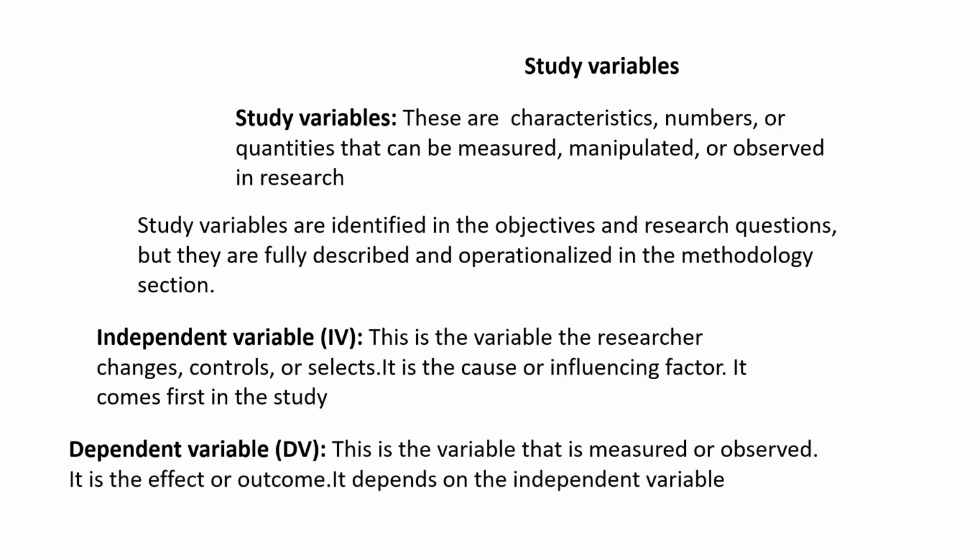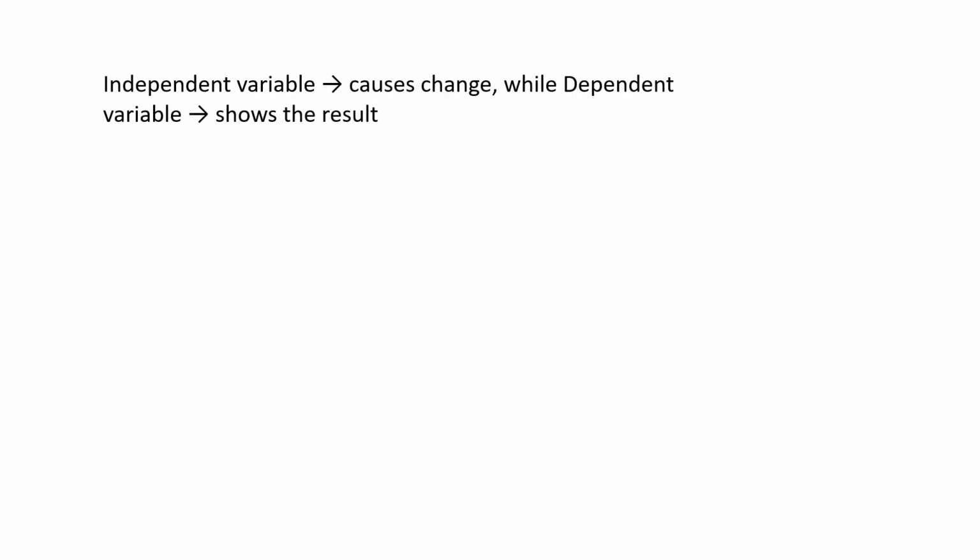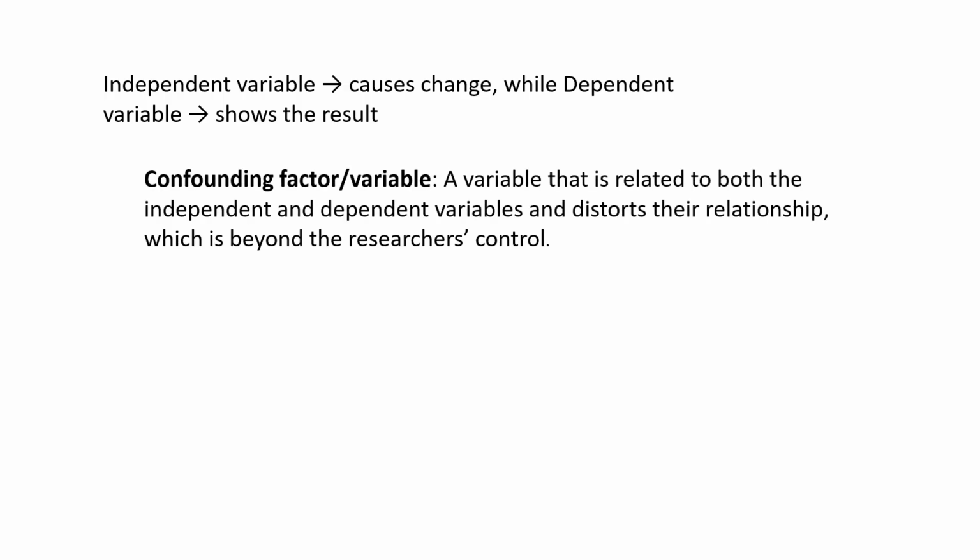Dependent variable, this is the variable that is measured or observed. It is the end results. It is the effect or outcome. And the dependent variable depends on the independent variable. Independent variable causes change, while dependent variable shows the results.